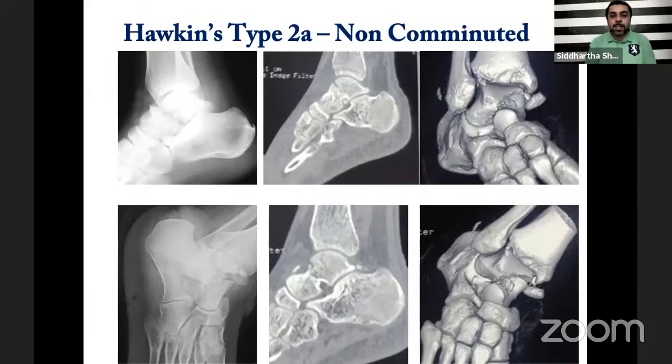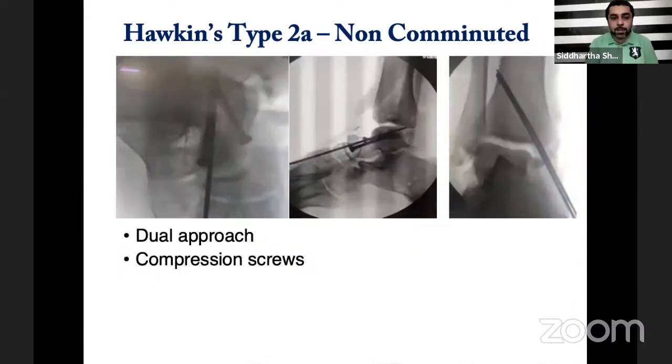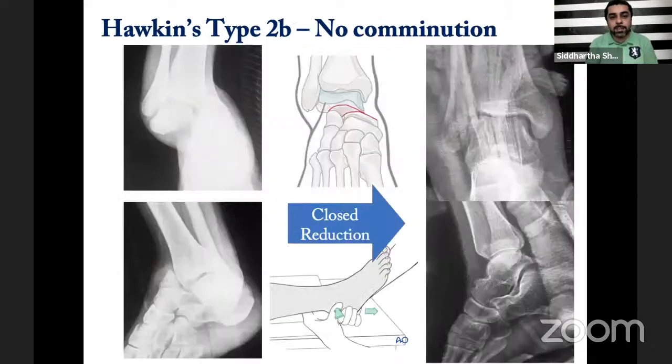So this is a Hawkins type 2A. You can see that there is a displaced talar neck fracture, but the subtalar joint is more or less okay, and this is non-comminuted. So you do a dual approach, and because there was no comminution, you can use compression screws on both the sides.